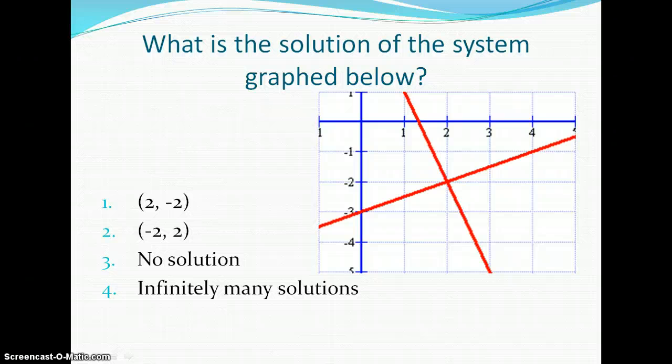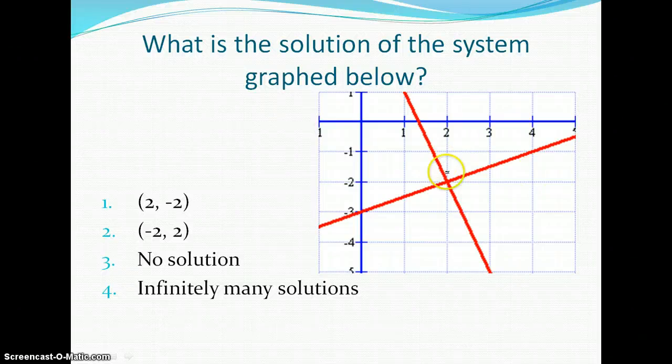So, if we take a look at this real quick, what is the solution of this system graphed below? Take a second and see if you can figure this out. Is it 1, (2, -2); 2, (-2, 2); 3, no solution; or 4, infinite number of solutions? Remember, when you're writing an ordered pair, x comes first and then y.